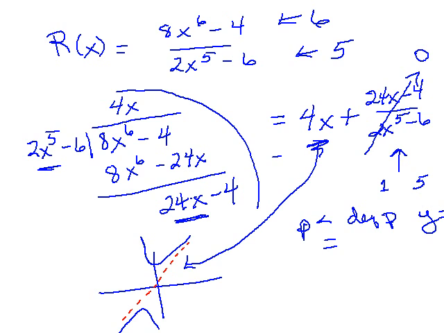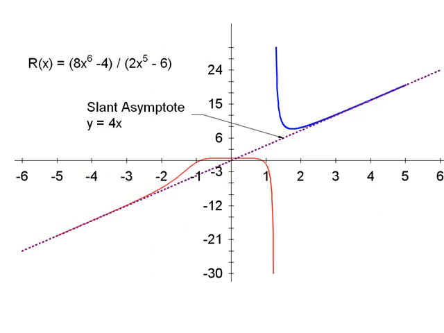So let's look now at the graph of this particular function and see the slant asymptote. So here's this graph, and you can see the degree is 6 in the numerator, 5 in the denominator. Division will give you the line 4x, y equals 4x, and that is the asymptote, and it's a slant asymptote.